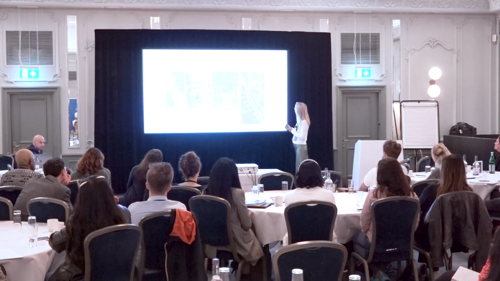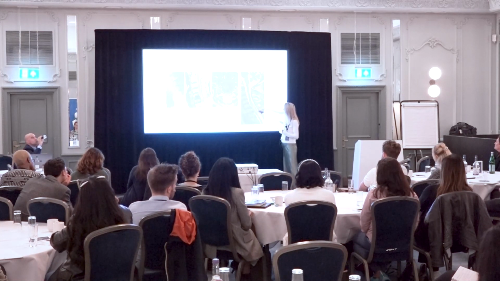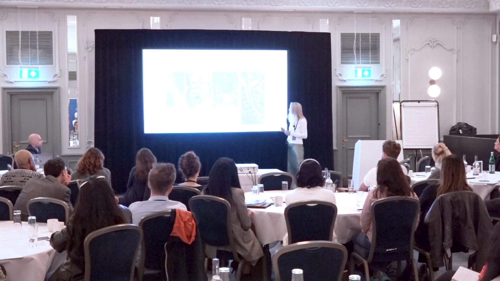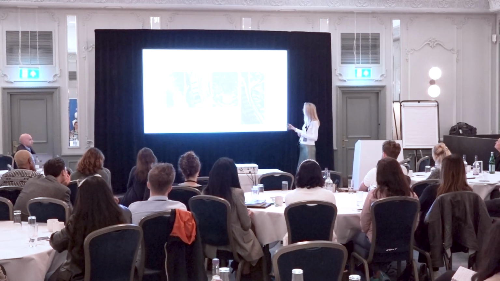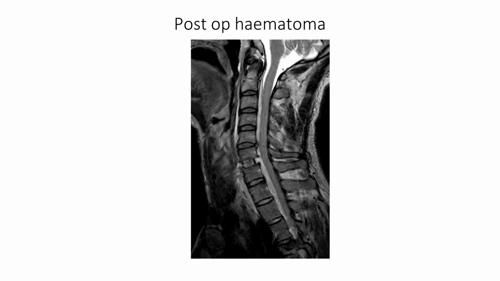This is a case showing a posterior hematoma compressing the spinal cord. Here's another hematoma. Now, an important point to note is here you can see a large compressive hematoma. This is an indication to go straight back in and decompress.